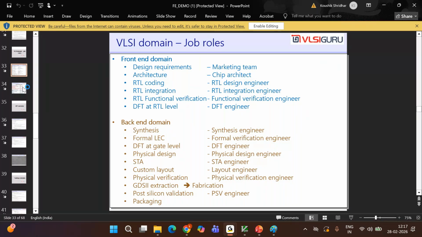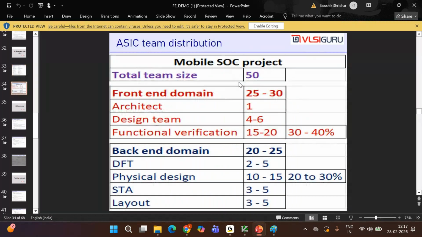So this is how the engineer count will differ. We will be on an ASIC SoC project, a mobile phone SoC project. So front end and back end will have an equal number of engineers. Architect will only be one or two basically. Designing team spread across 4 to 6. Verification 15 to 20 will be there.